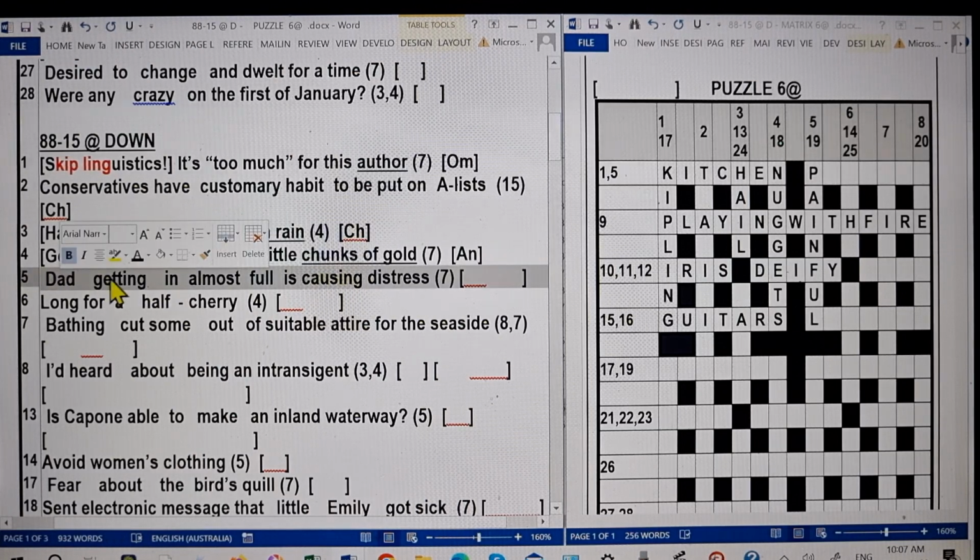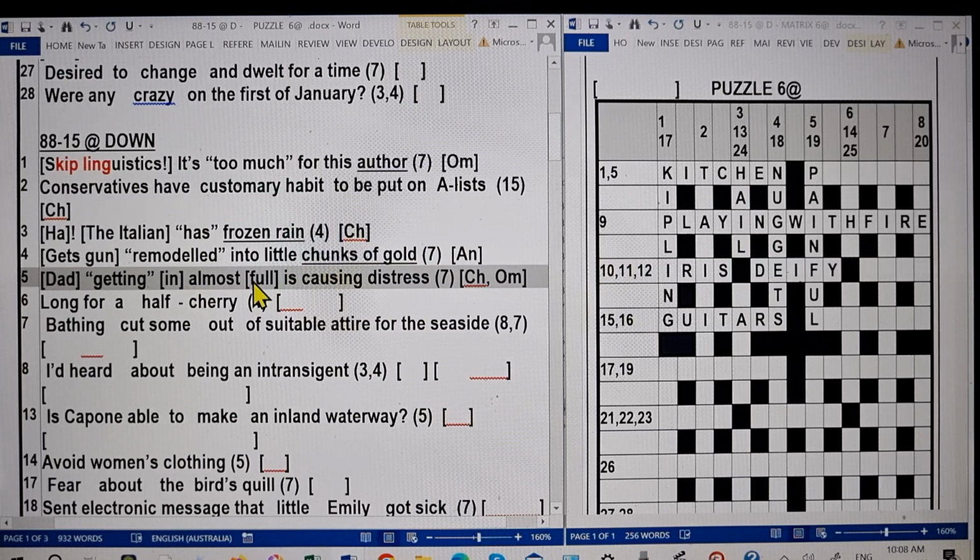Let's look at it. Here we go. Dad getting in almost full is causing distress. Now it's pa. Getting in, so it's contained. So it's pa in almost full.